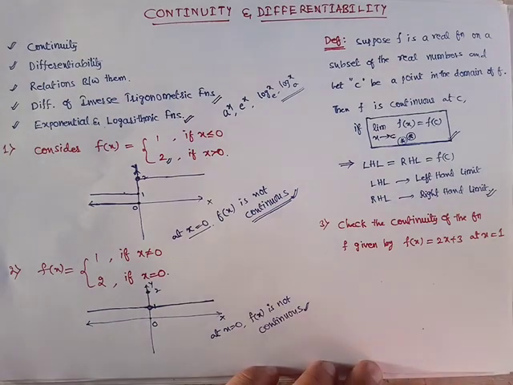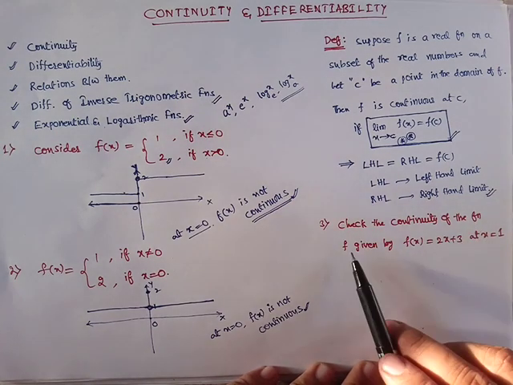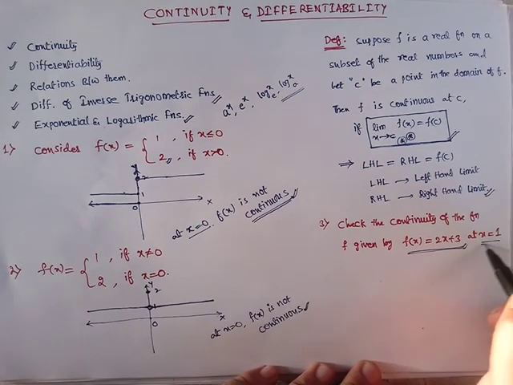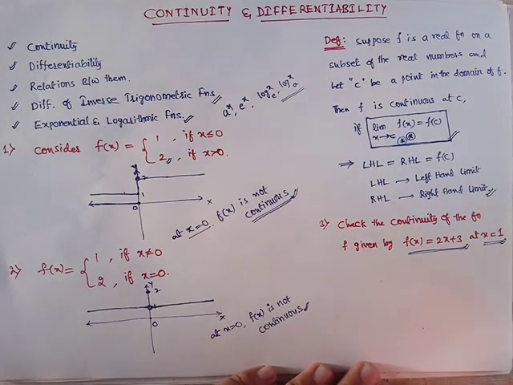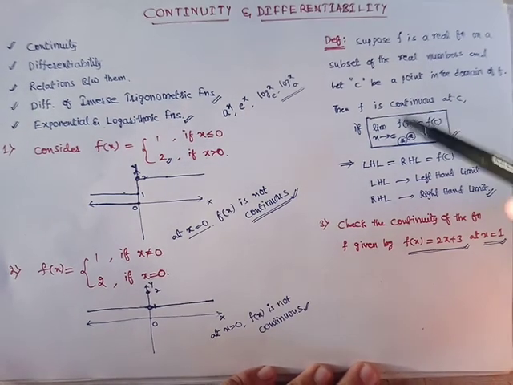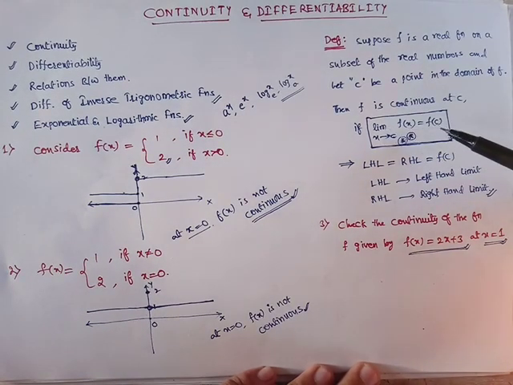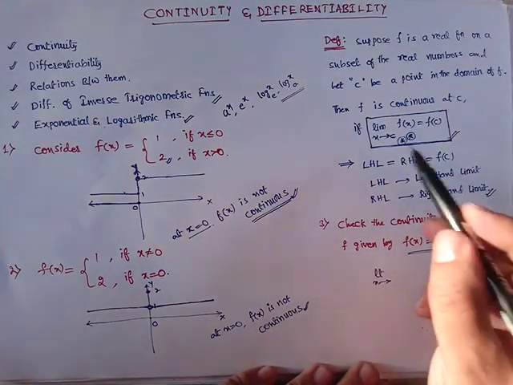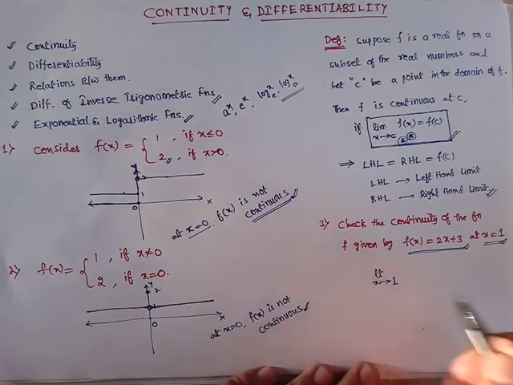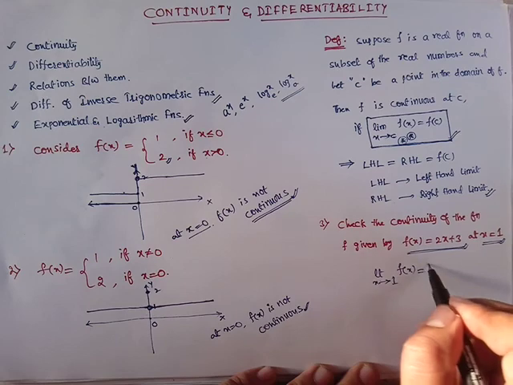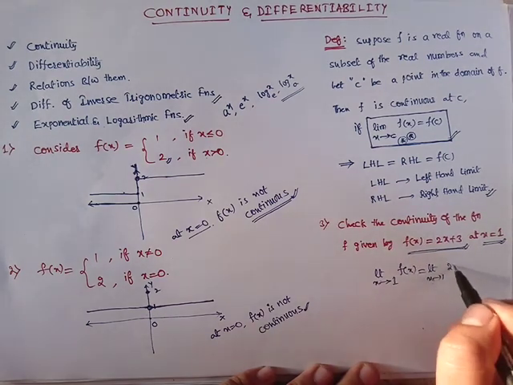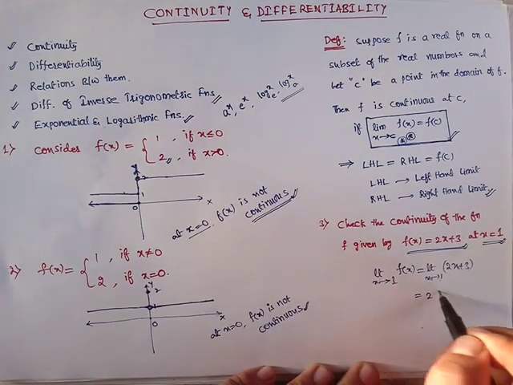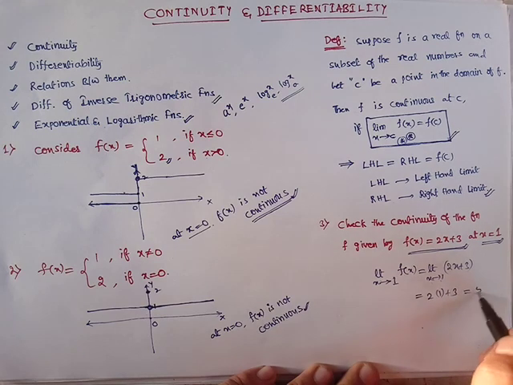Coming to the next question: check the continuity of the function f given by f of x equals 2x plus 3 at x equals 1. At x equals 1, we'll check it out. This is the definition: the limit as x tends to C of f of x is equal to f of C. In place of C it is 1, and f of x is nothing but 2x plus 3. Directly substituting x equals 1, we get 2 into 1 plus 3, which is 2 plus 3 equals 5.